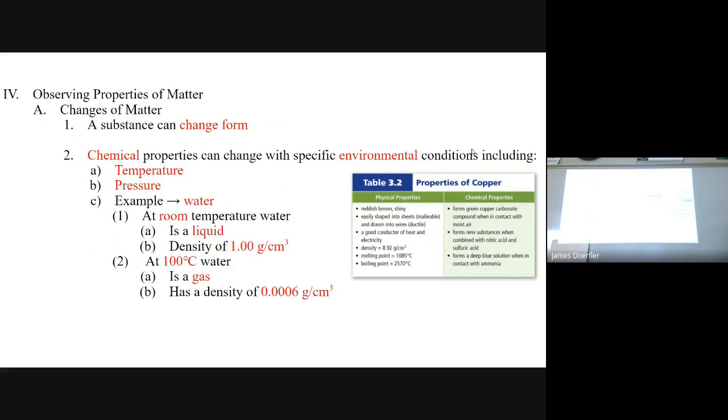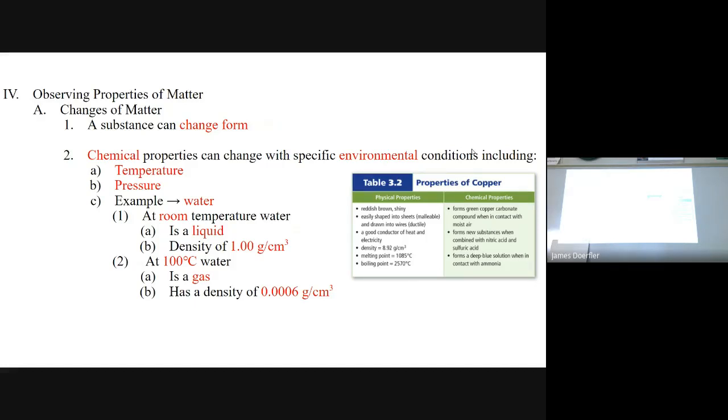So, changes of matter. A substance can change form. And so chemical properties can change with specific environmental conditions, including temperature and pressure. We'll talk about pressure here in just a little bit, but let's stick with temperature now. Again, water is really easy to discuss in terms of changes, so we're going to continue using that. At room temperature, water is a liquid. It has a normal density, that's what I wanted to say, of 1.00 gram per cubic centimeter.